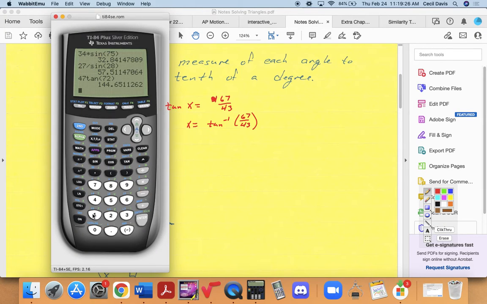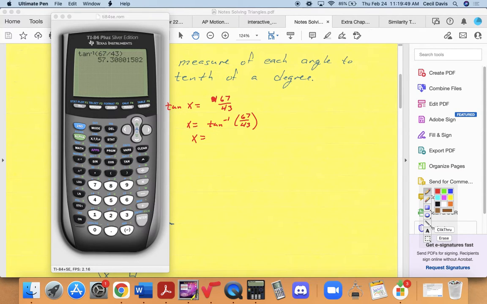So you grab your calculator. I have to wake mine up. And notice right above the tangent button in blue is a tangent inverse. So we do second tangent for the tangent inverse of 67 over 43. And it gives me that this angle is approximately 57.3 degrees.